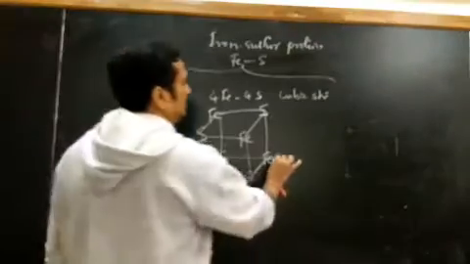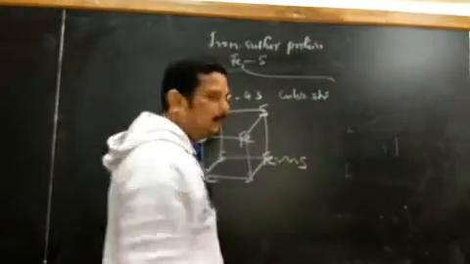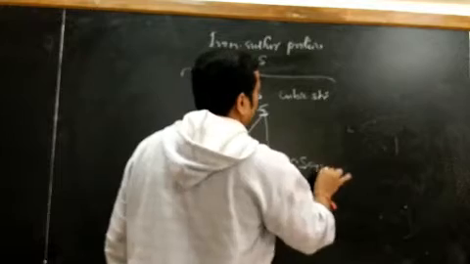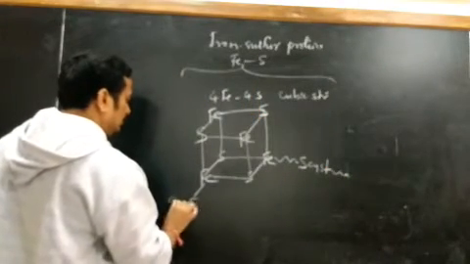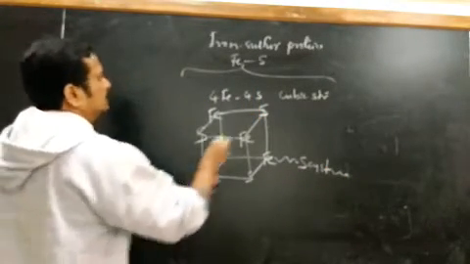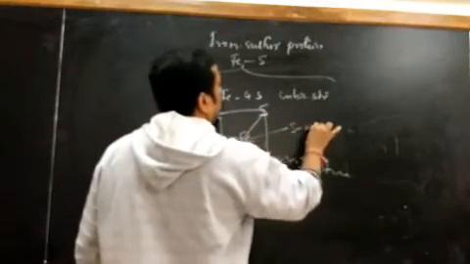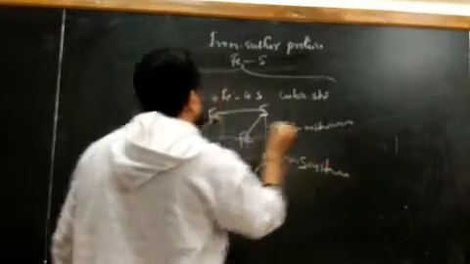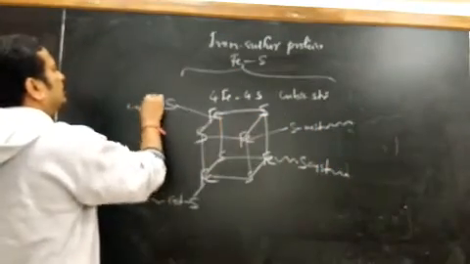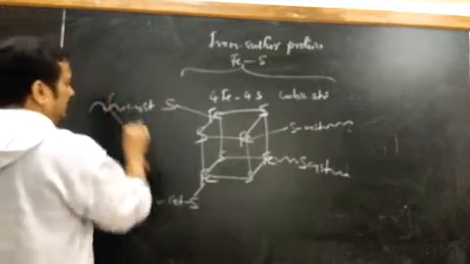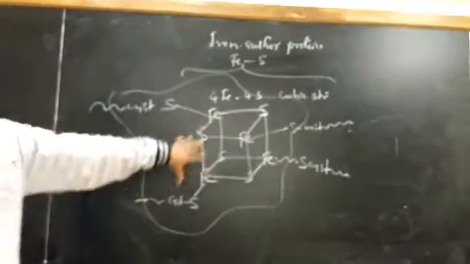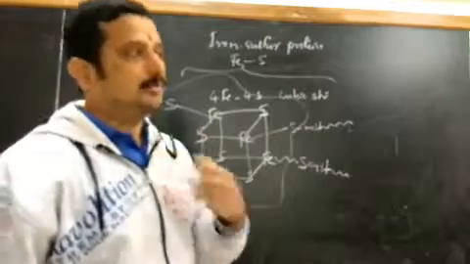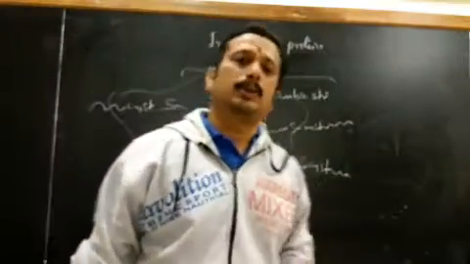And this iron is attached with the sulfur of cysteine, like this. Here also sulfur of cysteine, like this. They are joined. So this is the protein that is called the 4Fe-4S protein.